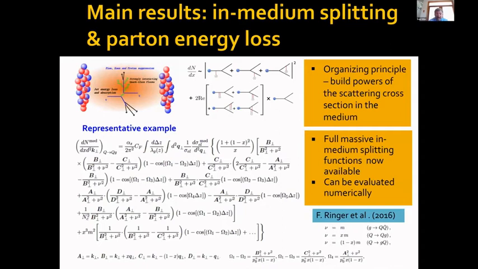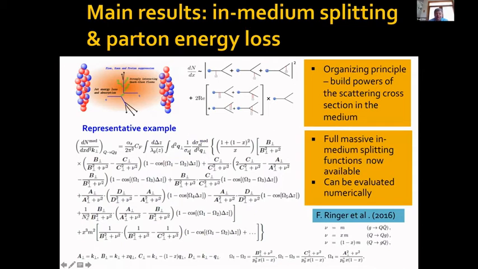That was the vacuum splitting function. Here is how a medium-induced splitting function looks. It's proportional to, it depends on the properties of the medium. This is the gluon scattering length. If there isn't a medium, you can think that the gluon scattering length goes to infinity. And so this whole contribution vanishes.